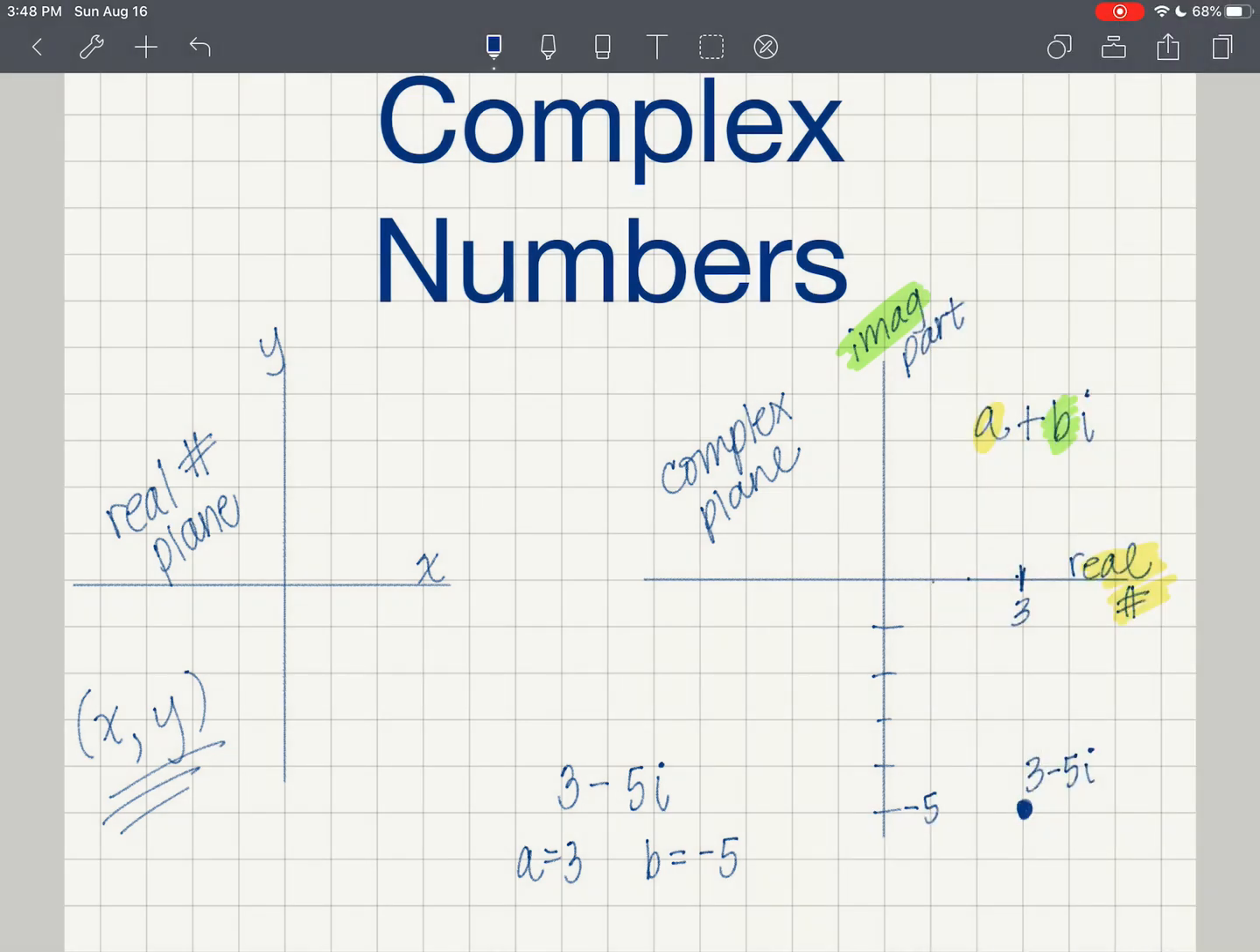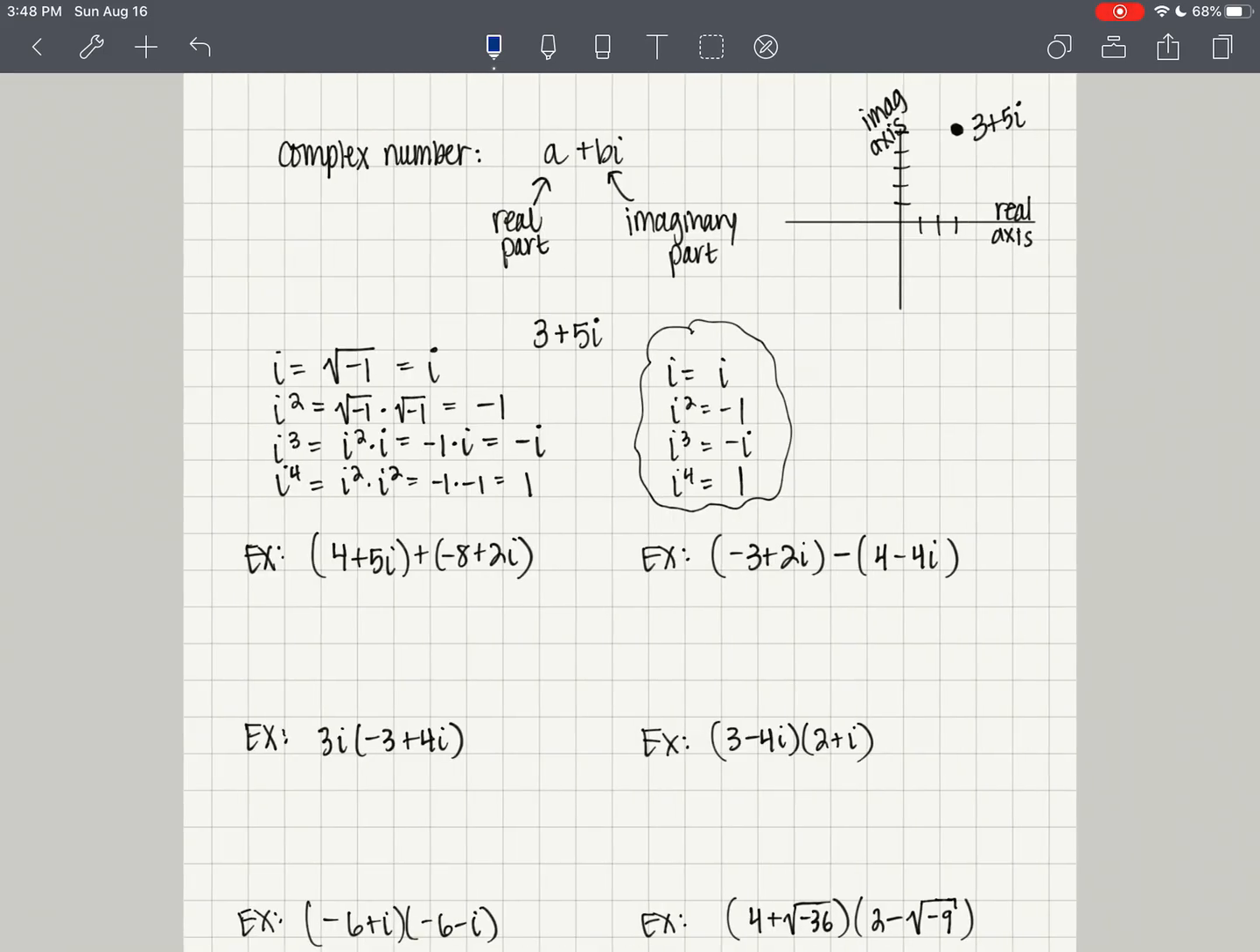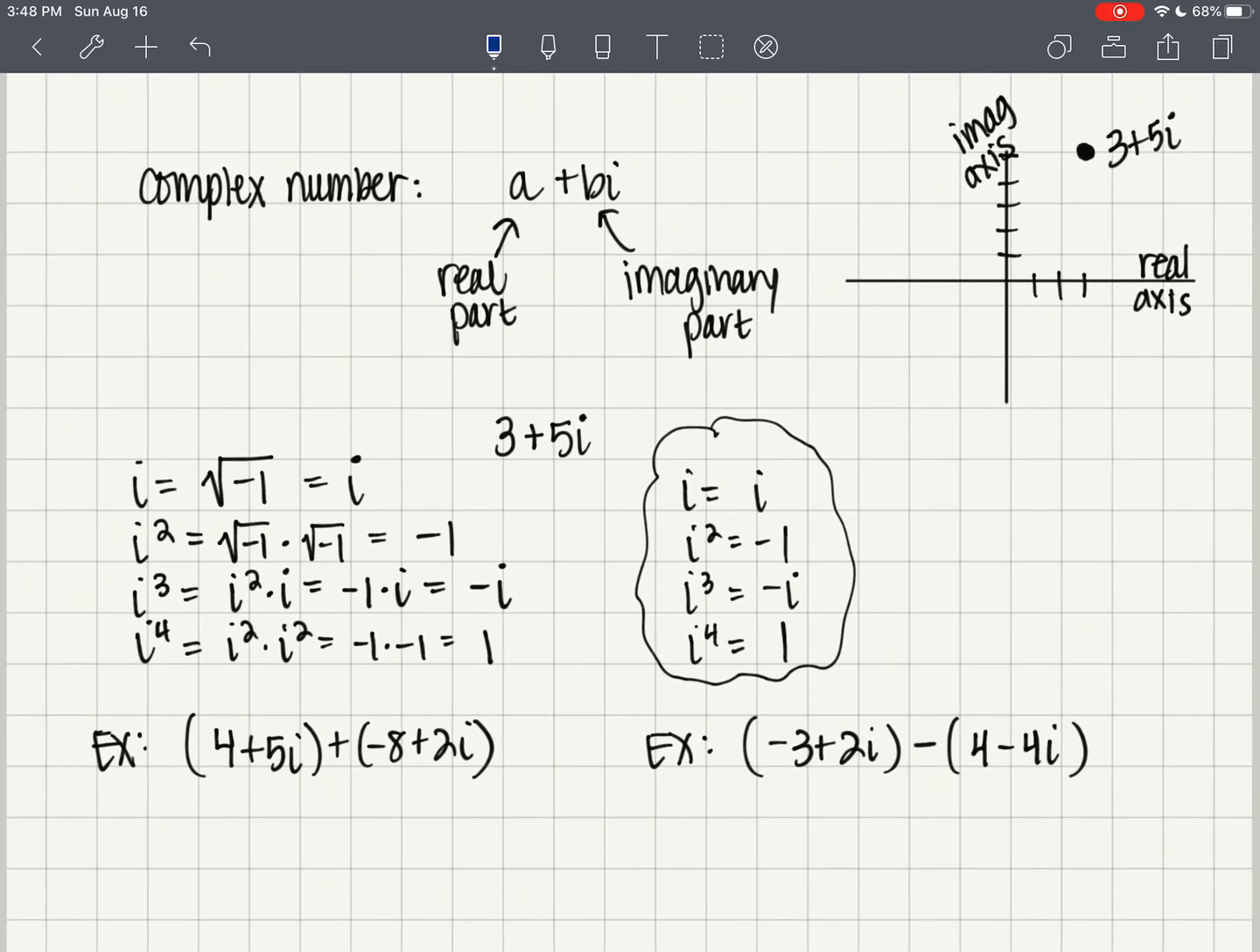We've got our real part, let me just write that down here, our real part, and we have our imaginary part. I must like 3's and 5's because I have 3 plus 5i graphed in the upper right hand corner. And again, we've got our complex number, a plus bi. You've got a real part that is completely separate from the imaginary part.